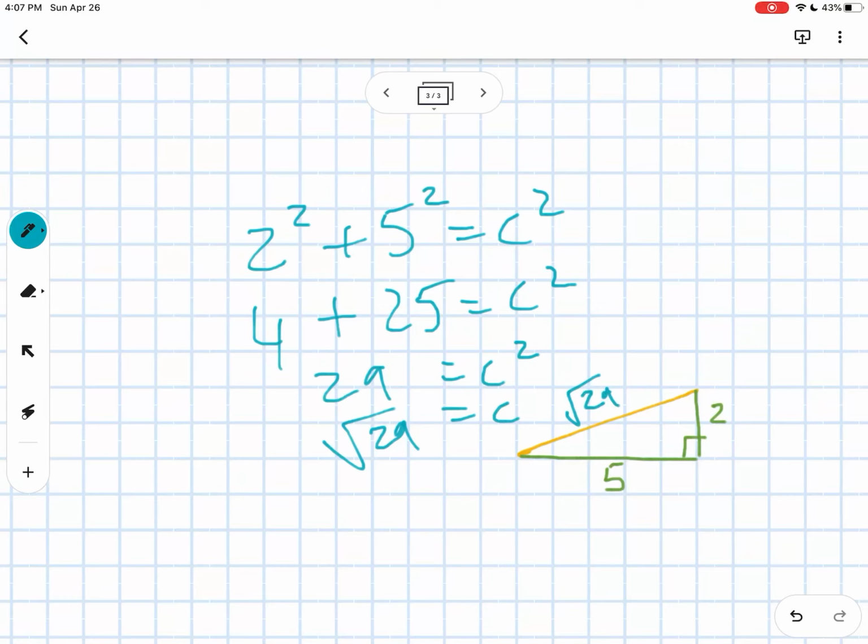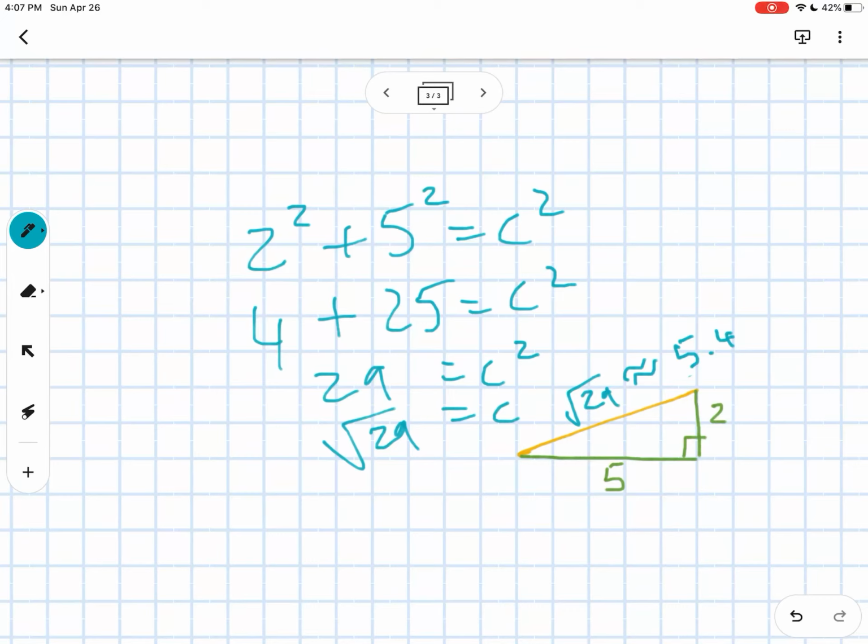Sometimes it'll tell you to round it. In that case, you're going to find a calculator online or on your phone, and if you put 29 in there, you're going to get approximately 5.4. If you remember back to the irrational lesson that we did the other day with square roots, you could say the square root of 29 is between 5 and 6, because it's between the square root of 25 and the square root of 36.